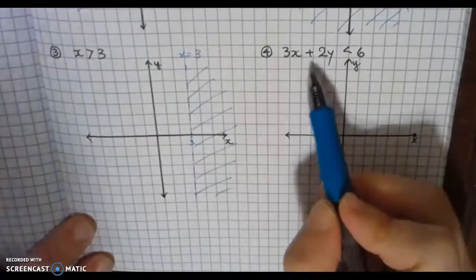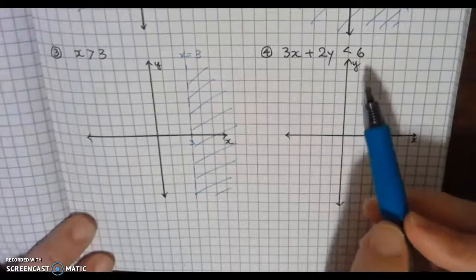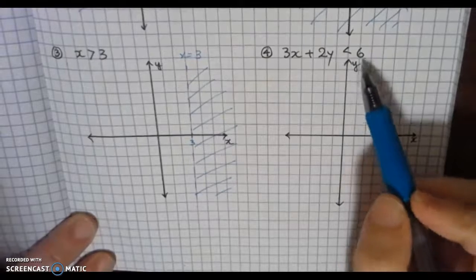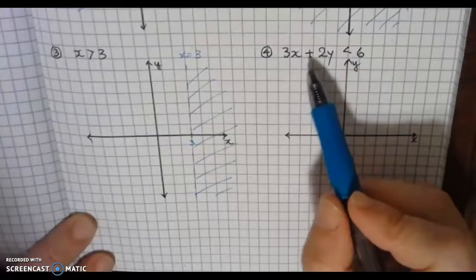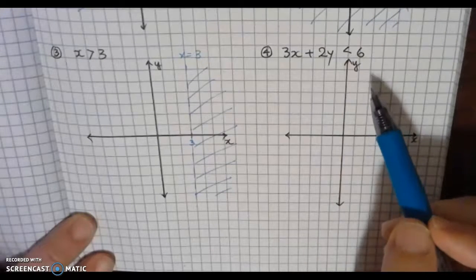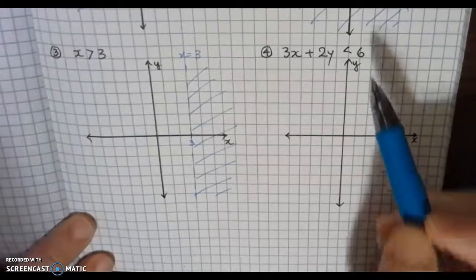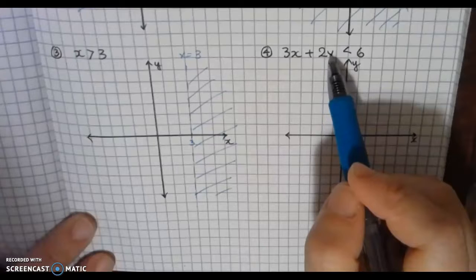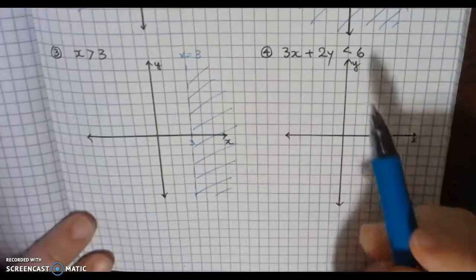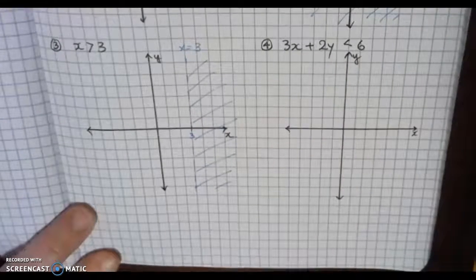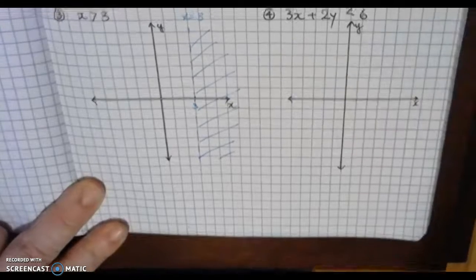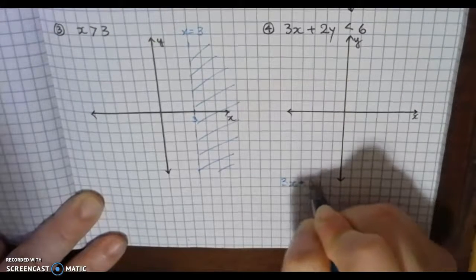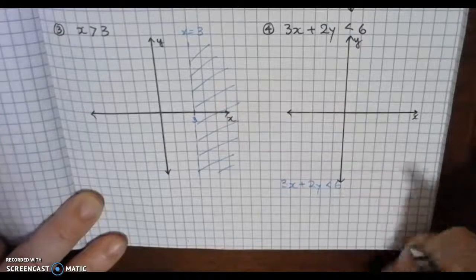And finally, 3x plus 2y is less than 6. Can I graph it as it is? Well, there is a way, but we haven't learned it. So for now, we are going to convert this equation to y is equal to mx plus b. To do that, we need to isolate y. That means we just want the equation in terms of y. So let me rewrite this equation at the bottom where I have a little bit more space. So we have 3x plus 2y is less than 6.